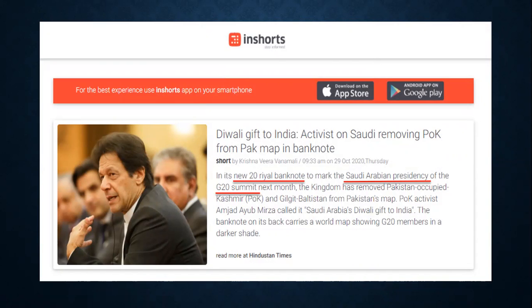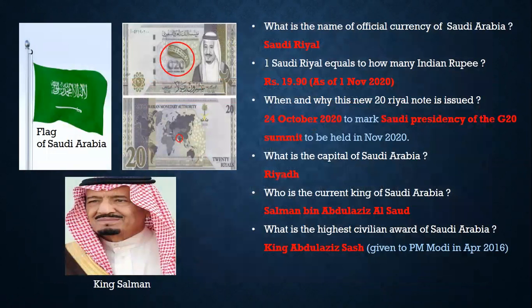The keywords that we have highlighted here are new 20 Riyal banknote, Saudi Arabia, and G20 summit. Moving further, the G20 highlighted on the 20 Riyal note shows that Saudi Arabia is going to hold the presidency of the coming G20 summit in November 2020. On the left hand side, the flag of Saudi Arabia is visible, and at the bottom, King Salman, who is the king of Saudi Arabia, is depicted.